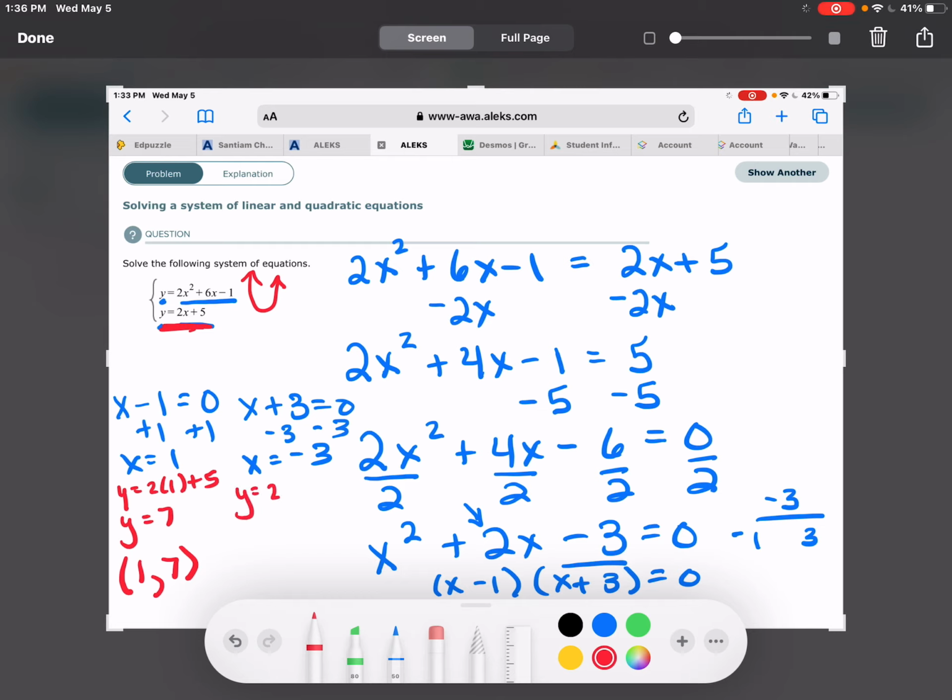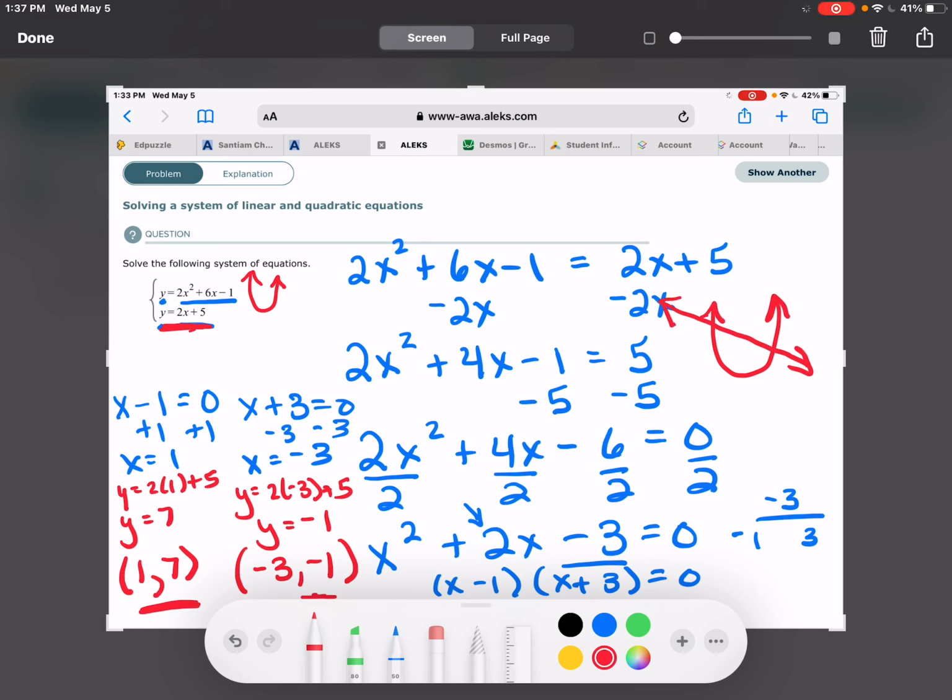y equals 2 times negative 3 plus 5. So I have negative 6 plus 5, or y equals negative 1. So I have negative 3 and negative 1 as the other point. So here's one point, and here's another point. It means that I have a parabola. I have a line going through it. Actually, my line would most definitely be an uphill line. And I have two places where they cross each other.